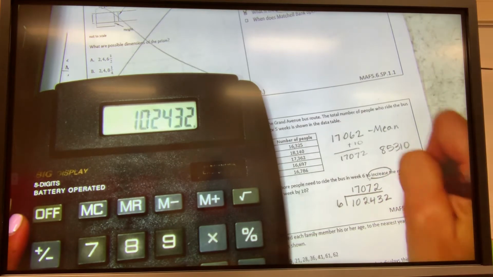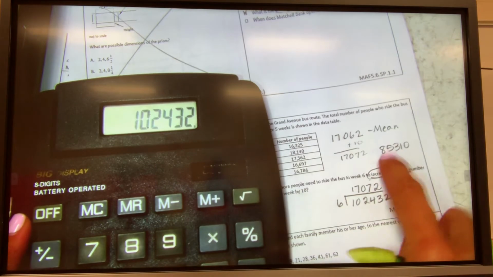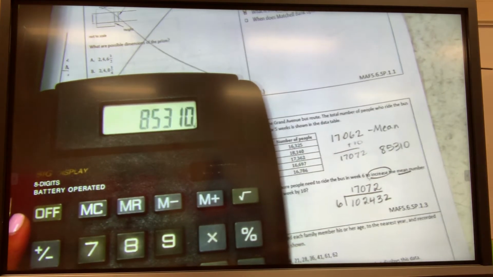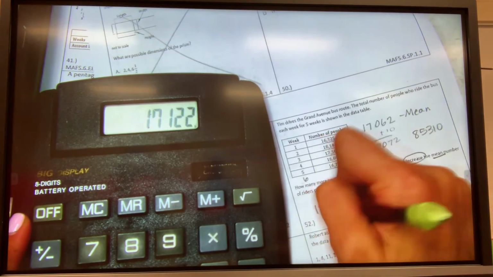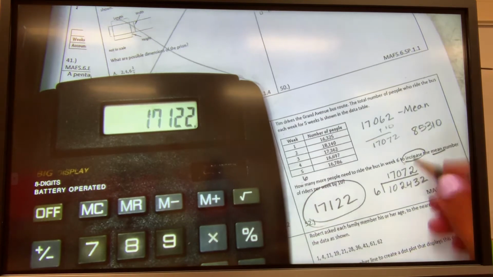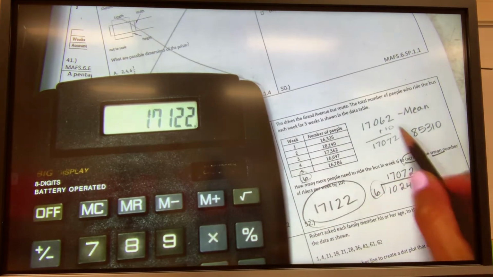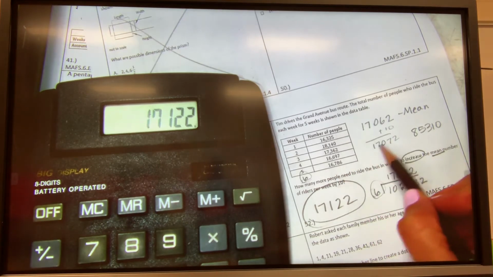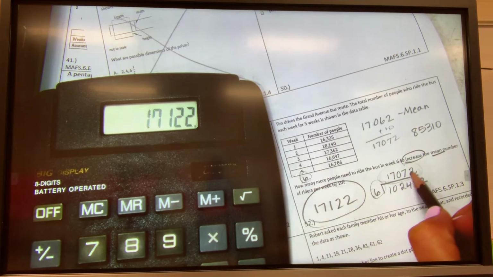Now I take this number, the 102,432, and I subtract what I had here, 85,310. I need an answer of 17,122. That's how many it needs to be. Okay? That's how you figure this one out. The number of weeks goes here. Then you take the number that you got to get to, and that ends up being your quotient.